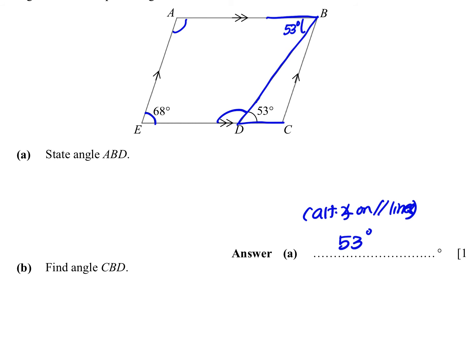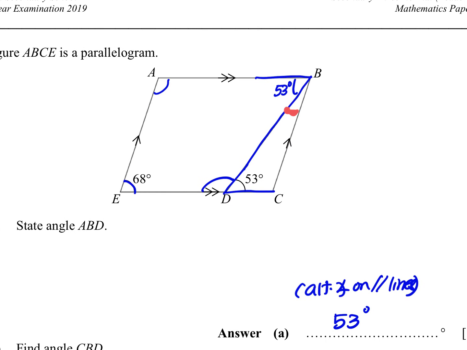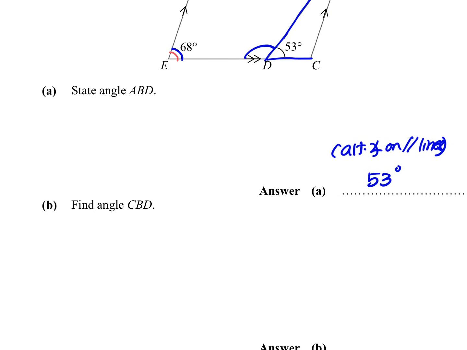Next one, angle CBD over here. Okay, so how are we going to find this angle? How do you know that is 68 minus 53? The opposite angles are equal, so the whole angle here is 68. So that's why we say 68 minus 53.